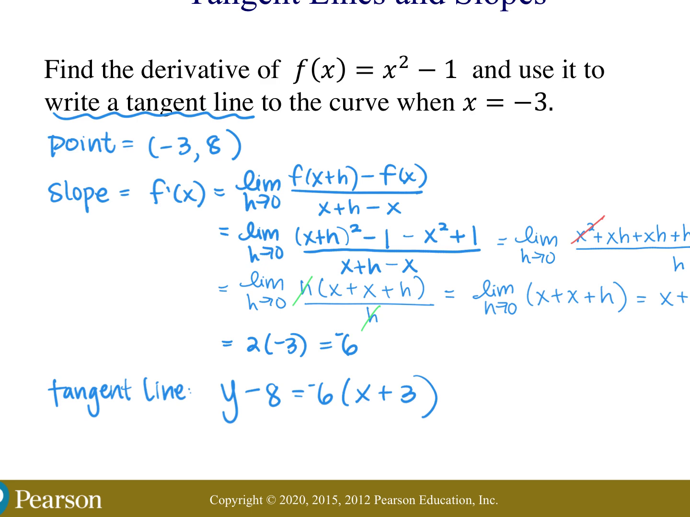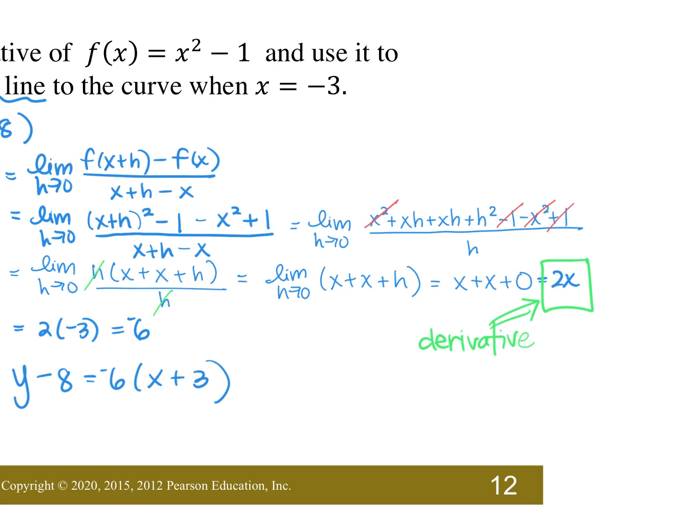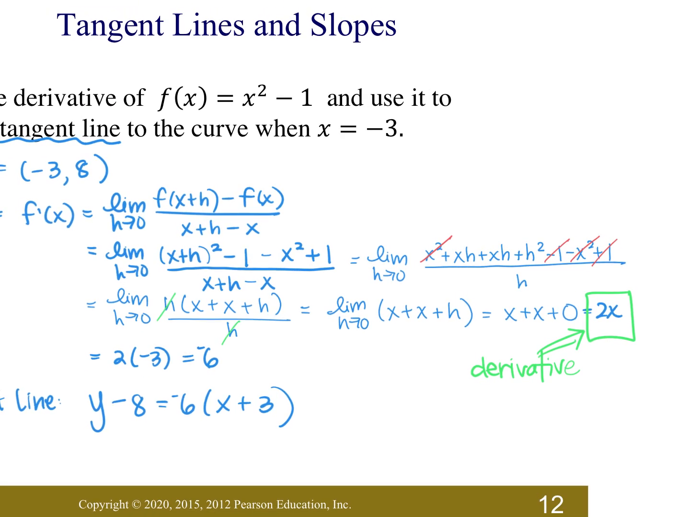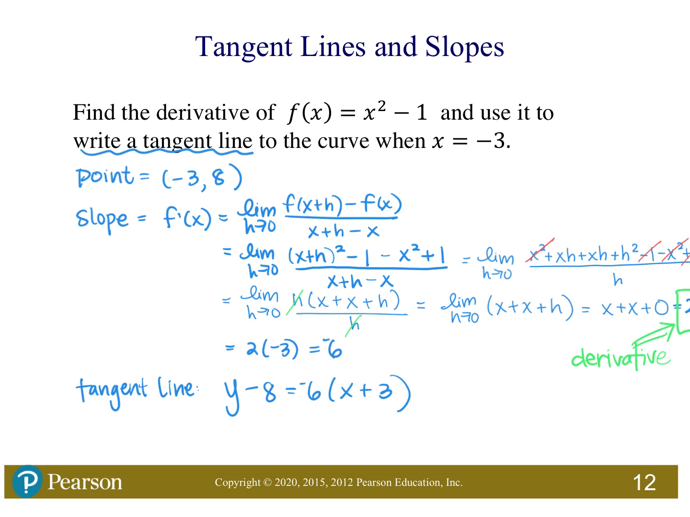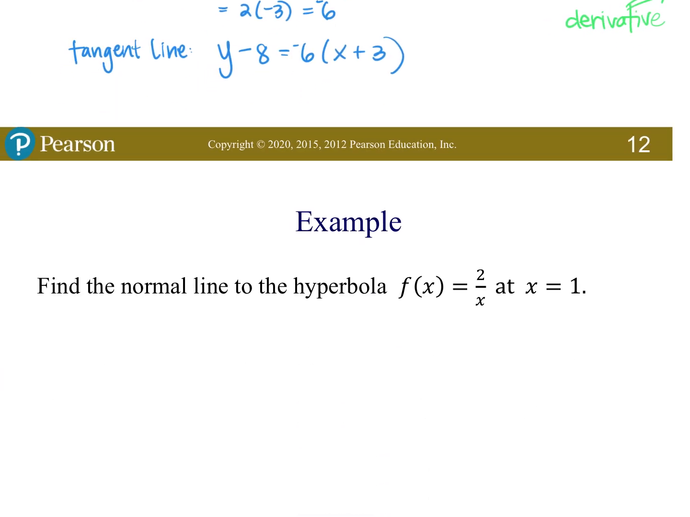So the derivative is when you get this far. This is called the derivative. The slope value is when you actually plug in the point that you're at, the value of the point, so that you can find the value of the slope. All right, last one.